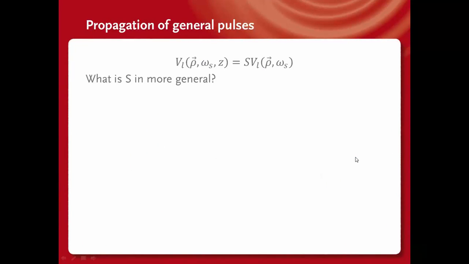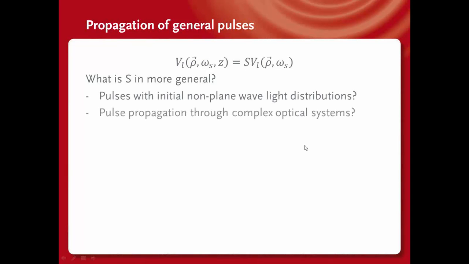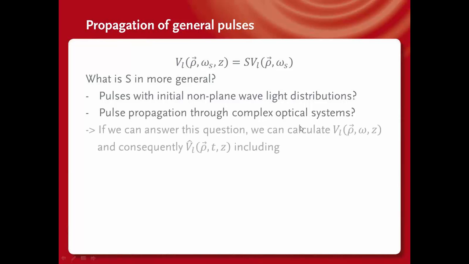So now what happens, how can we describe now a more general propagation operator? So for example, what happens if you have a pulse which has a spatial distribution which is not a plane wave? Or what can you do if you would like to simulate the pulse propagation for a complex optical system and not only in free space?